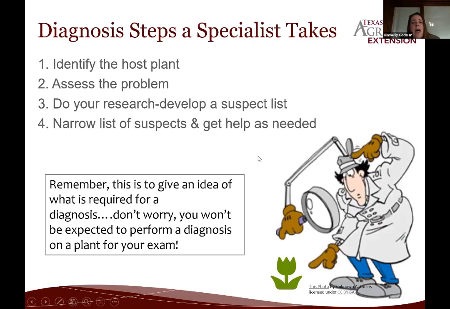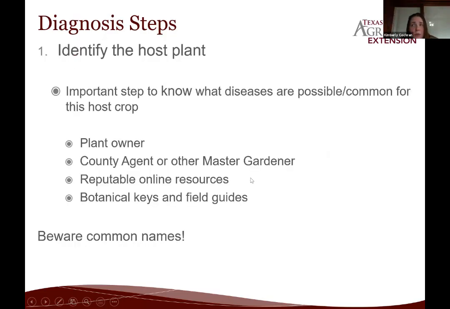All right, so what are the steps I take to diagnose a problem? First, I ID the host plant. I get some weird stuff sometimes, so I always make sure I know what I'm dealing with. And then I assess the problem. I do research and develop a suspect list, and then I narrow that list of suspects. And again, remember, this is just to give you an idea, so you have insight on the type of info and samples to send me. You don't have to perform under pressure and give a diagnosis for your tests.